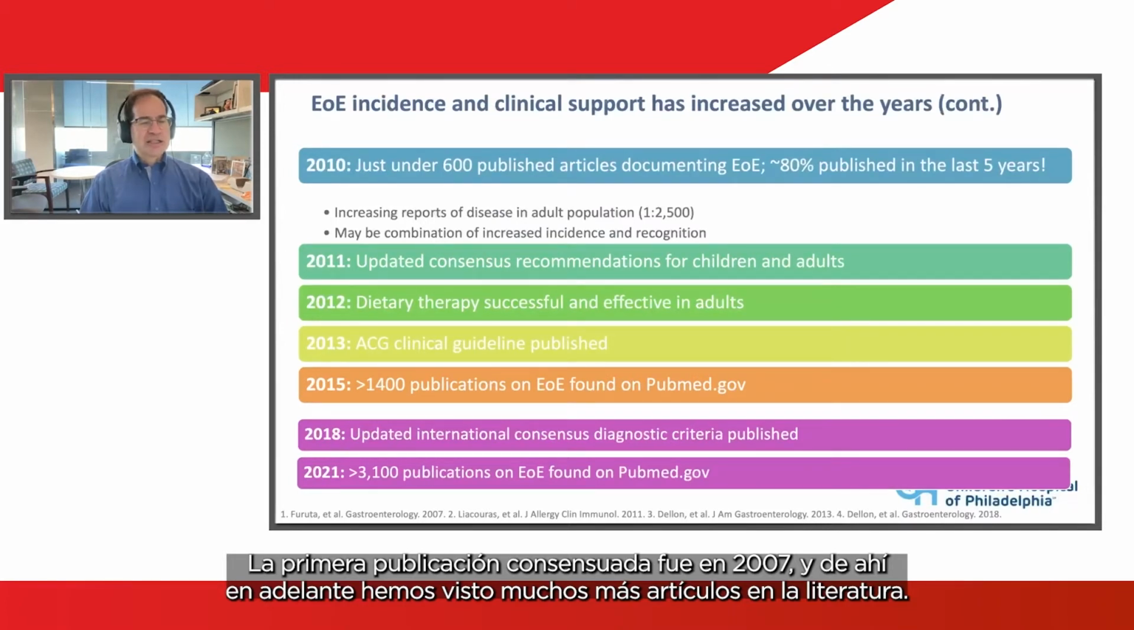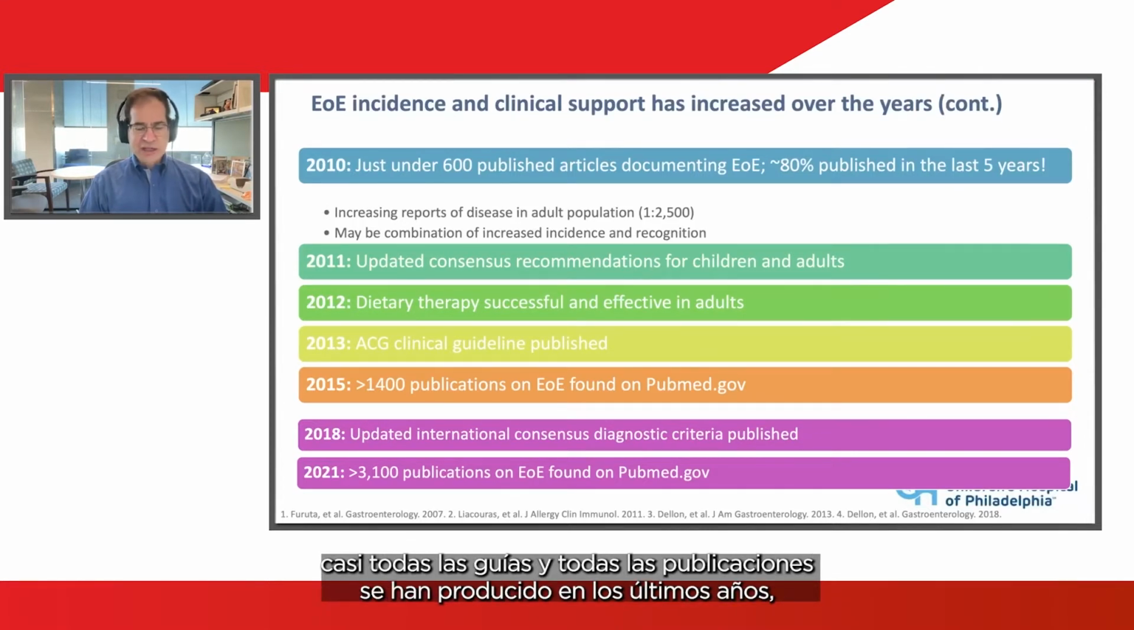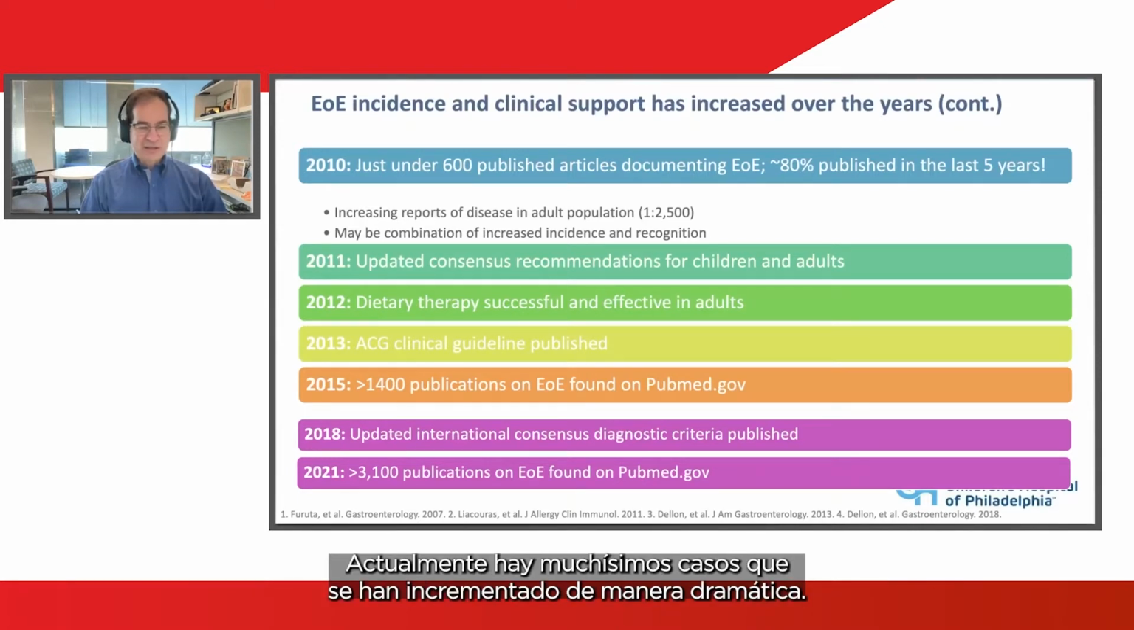It has really expanded in the literature rather dramatically. There have been two recent updates on consensus recommendations and diagnostic criteria, one in 2011 and one in 2018. And almost all the guidelines and publications have been in the last several years. Instead of a couple of case reports 30 years ago, we had 3,100 publications in the year 2021. So the number of cases has driven this dramatically.